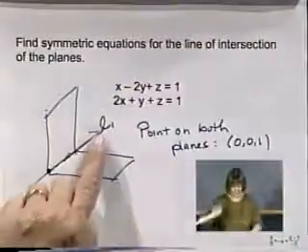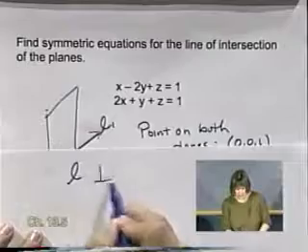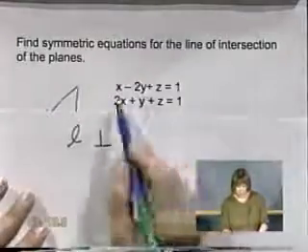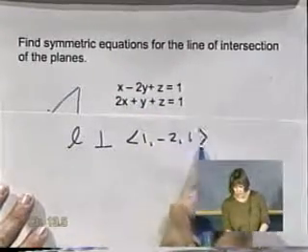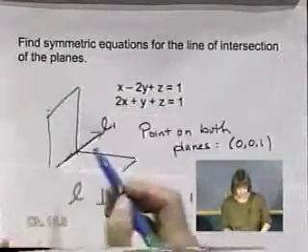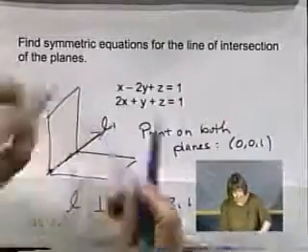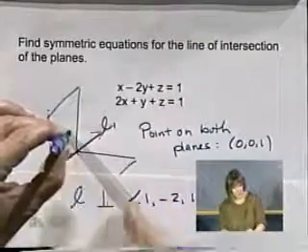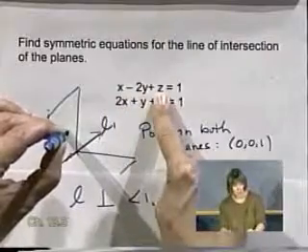Since my line L is in the first plane, L is perpendicular to the normal vector of the first plane. But what's the vector perpendicular to this plane? 1, negative 2, 1. Do you see that? Because L is in this plane, the vector that's perpendicular to the plane will be perpendicular to the line. The vector perpendicular to the first plane is 1, negative 2, 1.